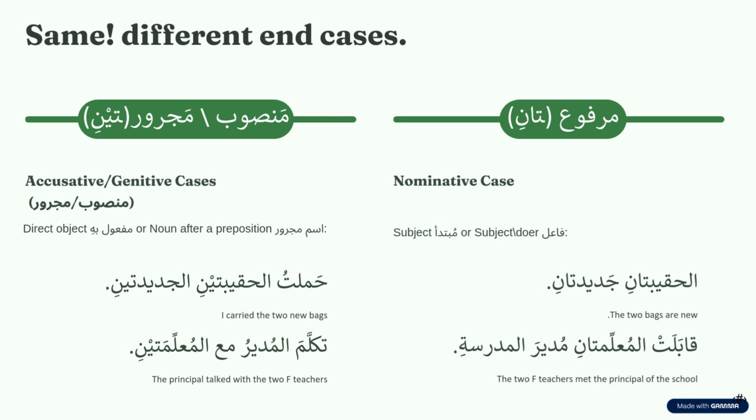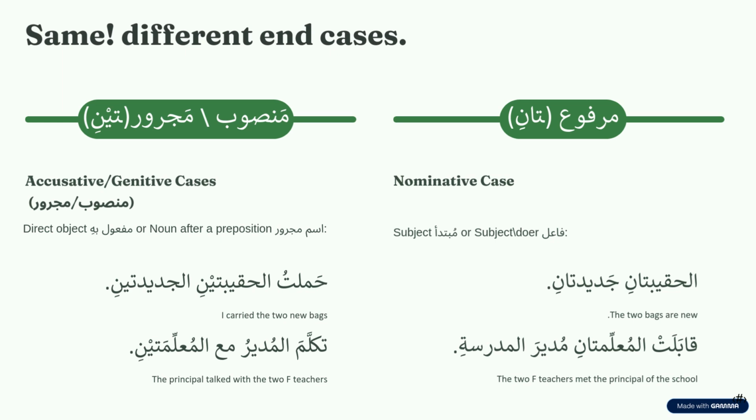So if your word حقيبة in dual is going to be the subject of the sentence, is going to be the doer, is going to be what else? What else is مرفوع? خبر also is مرفوع, right? So if it's any of these, it's going to be with تاني حقيبتان. Like here الحقيبتان جديدتان. It is the subject, so it needs to be مرفوع. قابلت المعلمتان مدير المدرسة. The two female teachers met the principal of the school.